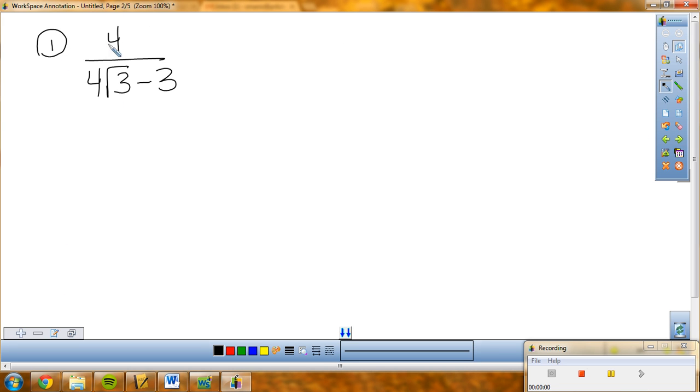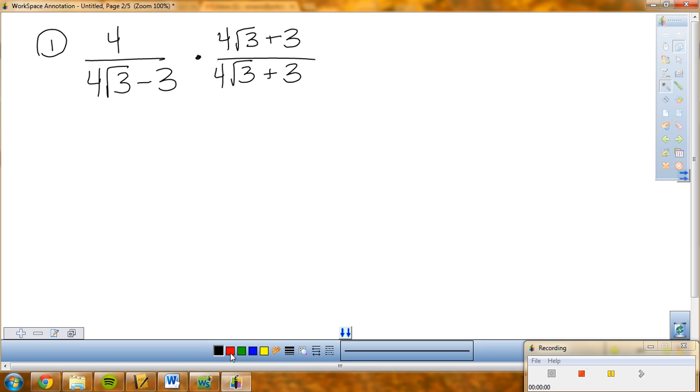Here I have 4 over 4 root 3 minus 3. Getting rid of this minus 3, I need to multiply by my fancy form of 1. Same thing here, but my fancy form of 1 is going to be a little more complex. I'm going to multiply by the conjugate, so I'm going to have 4 root 3 plus 3, and the same thing on the top, so that it remains like I'm multiplying by 1.